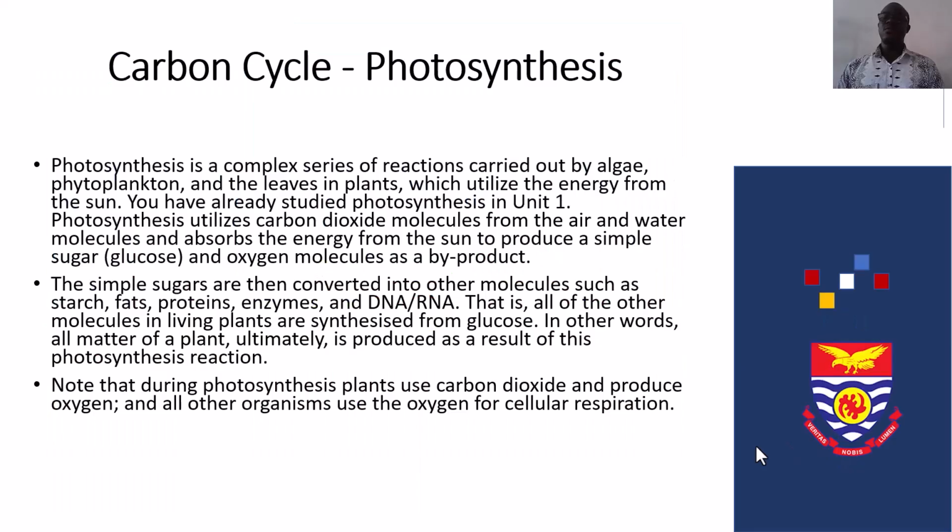So in the carbon cycle, you have photosynthesis, a complex series of reactions carried out by algae, phytoplankton, and the leaves in plants, which utilize the energy from the sun. You have already studied photosynthesis in Unit 1. Photosynthesis utilizes carbon dioxide molecules from the air and water molecules and absorbs the energy from the sun to produce a simple sugar and oxygen molecules as a byproduct.